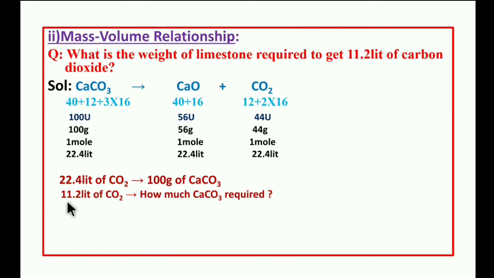That means 11.2 by 22.4 into 100. So 11.2 by 100 into 22.4. Then if you cancel this, we will get 50 grams. So to get 11.2 liters of carbon dioxide, we have to burn 50 grams of calcium carbonate. This is the mass versus volume relationship.